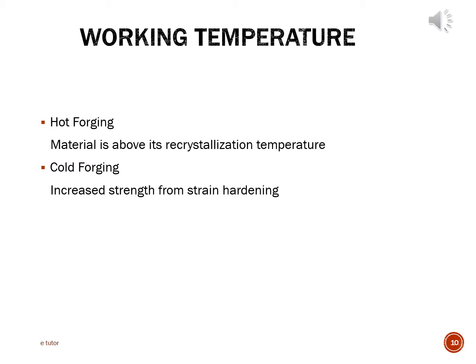As we stated earlier, there are two working temperatures for the forging process. One is hot forging and the other is cold forging. In hot forging, the material is above its recrystallization temperature, whereas in cold forging, increased strength from strain hardening is caused and it takes place at normal room temperature or below the recrystallization temperature.